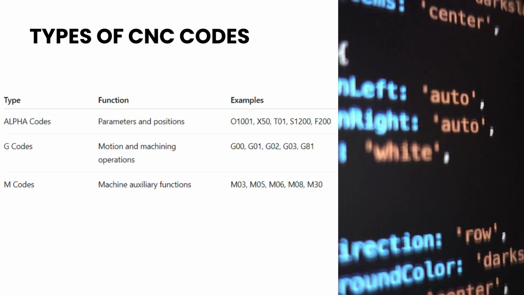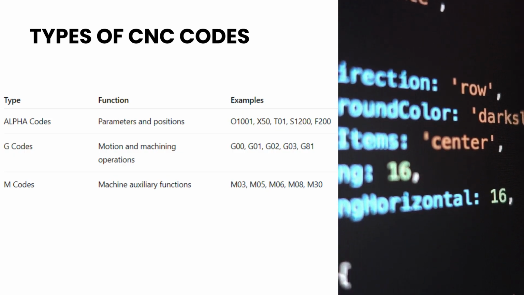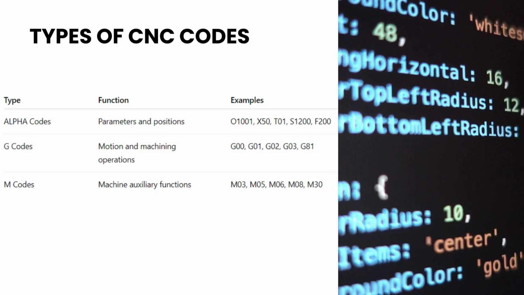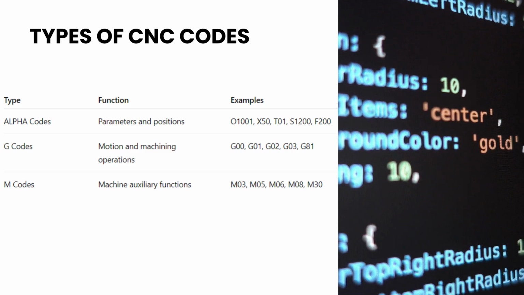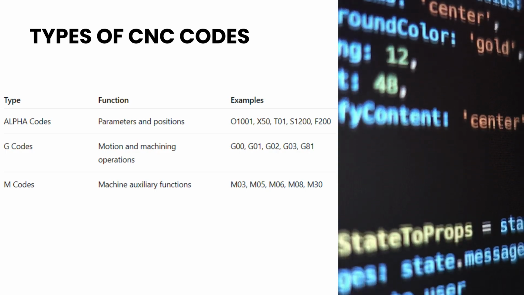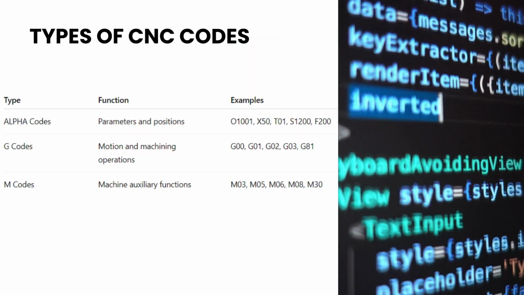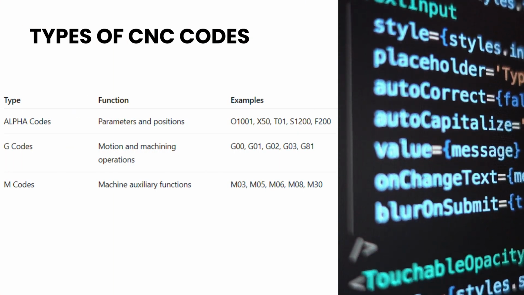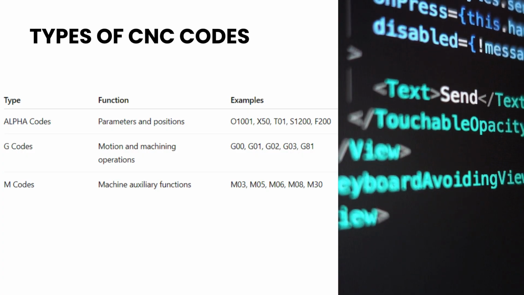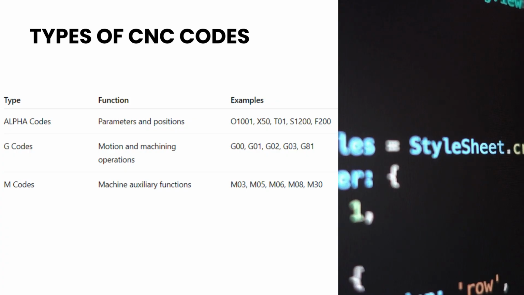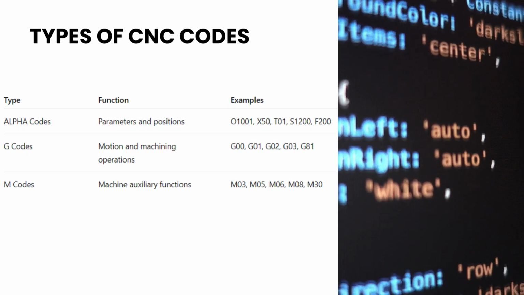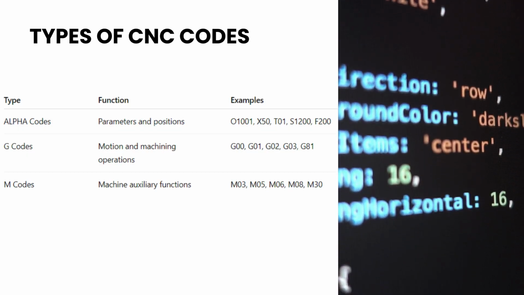The third category is M codes. These are the miscellaneous functions that control the machine's supporting actions. M03 turns the spindle on clockwise. M04 turns it counterclockwise, and M05 stops it. M06 changes the tool. M08 turns on the coolant. M30 ends and rewinds the program.